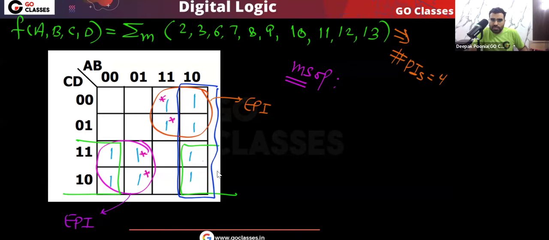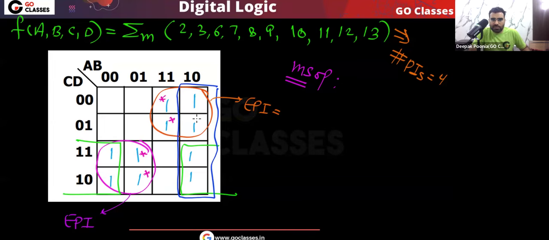Is there any other one cell covered uniquely by a PI? Let's see. These one cells are covered by the blue PI and also the green PI. These one cells are covered by the pink PI and the green PI. These one cells are covered by this orange PI and blue PI. So I can say that's it. These are the only one cells, I have already put the star. These star marked one cells are the only one cells which are covered uniquely by a PI, meaning only one PI covers them, and those PIs will become EPIs. So total 2 EPI we have.